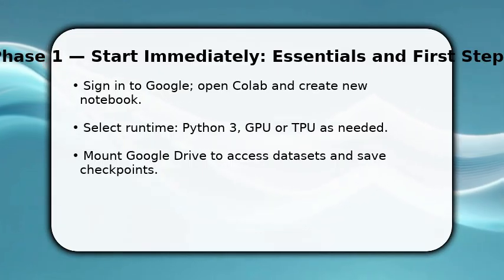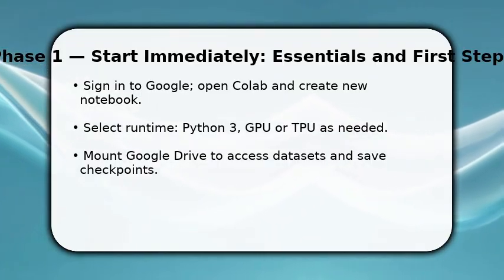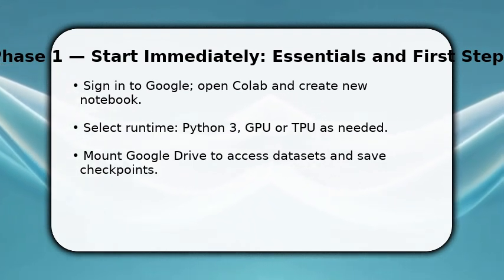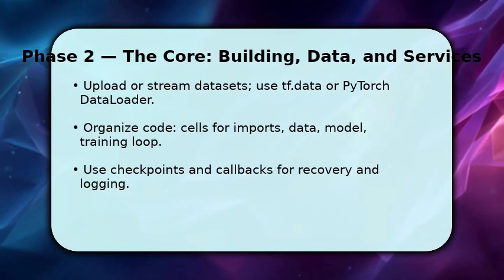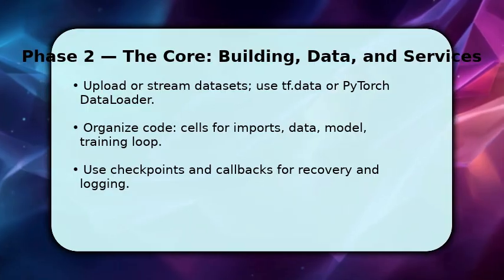Once done, verify package versions with import statements and print calls. This ensures reproducibility and avoids mysterious errors later. Now you implement the data pipeline and model code. Write separate cells for imports, data preprocessing, model definition, and the training loop to keep things modular.